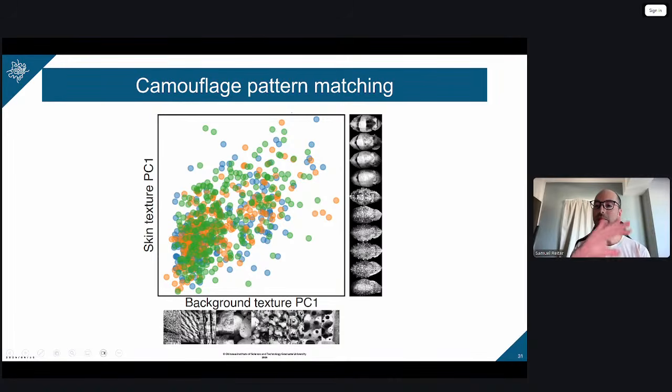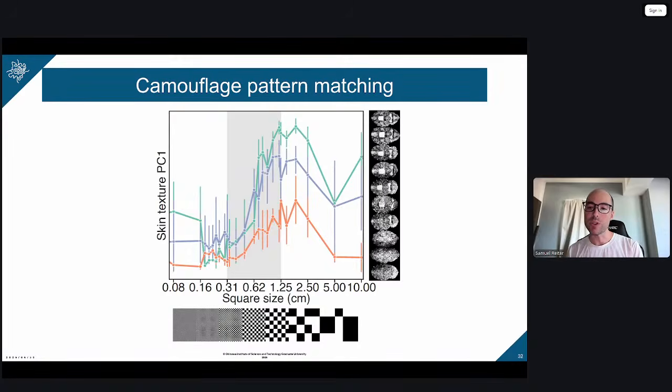So this 50-dimensional space that the animals have with camouflage patterns, they seem to be able to move around this space and stop at different arbitrary points in that space. It doesn't seem to be discrete. We can see that better perhaps here, where we reduced the background to just checkerboards of different spatial scales. So from very fine checkerboards to very coarse checkerboards.